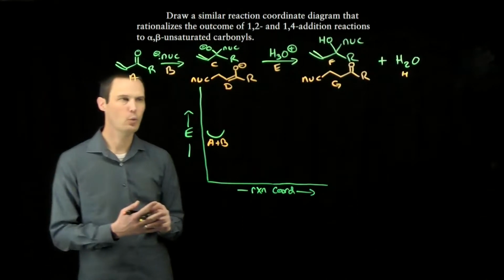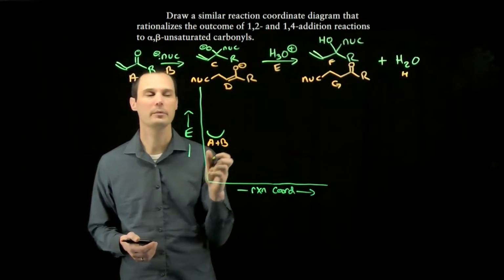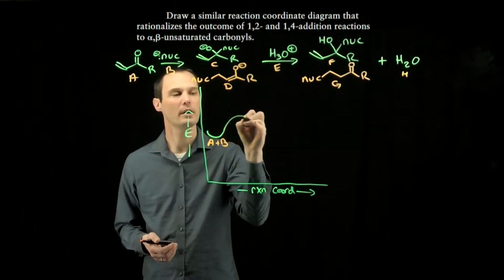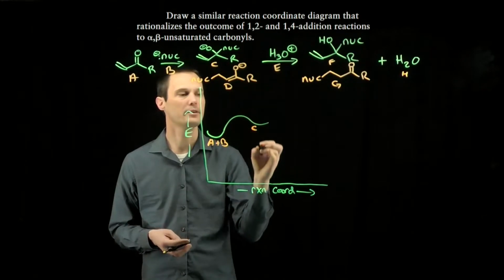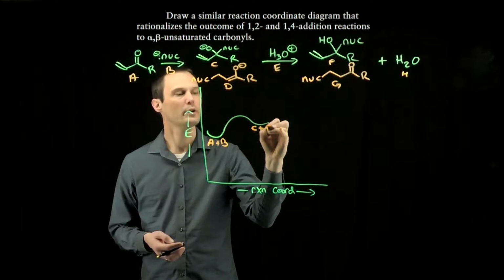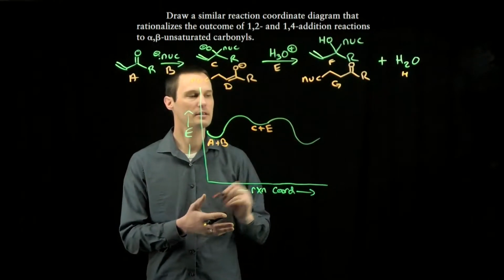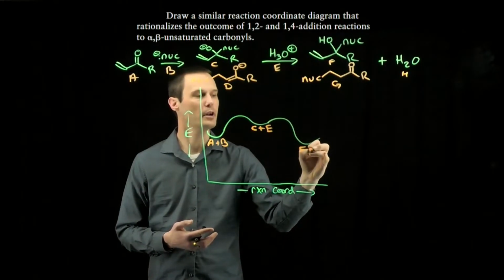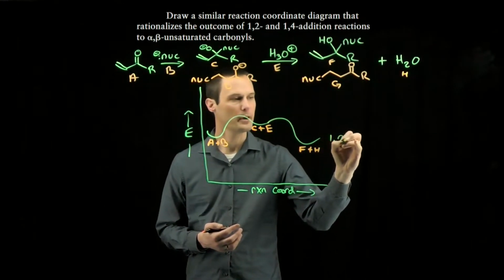We start by looking at the 1,2 addition pathway. They both start from the same place. The alpha-beta unsaturated carbonyl A reacts with a nucleophile B to form some kind of intermediate. For the 1,2 addition pathway, that would be the alkoxide intermediate C. That is going to get protonated by our H3O+ quench to form our product F, along with byproduct water. This is the 1,2 addition pathway.